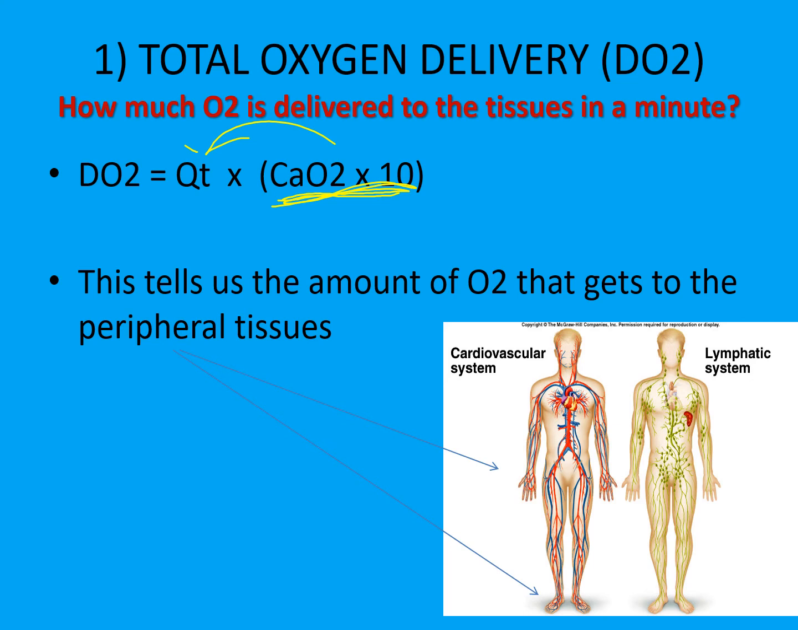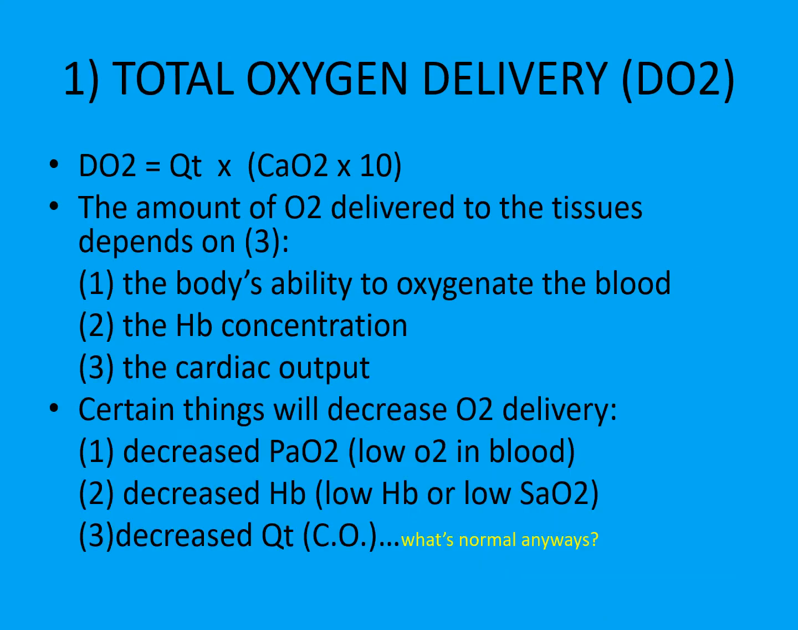Cardiac output is in liters per minute, and this is in mLs per minute, so that's a conversion factor, right? CaO2 is volumes percent, so this will convert it to mLs of O2 per minute ultimately. So how much oxygen gets to the tissues? Let's look at certain things that affect the DO2 before we start calculating it. Let's look at factors, or what can change your delivery of oxygen.